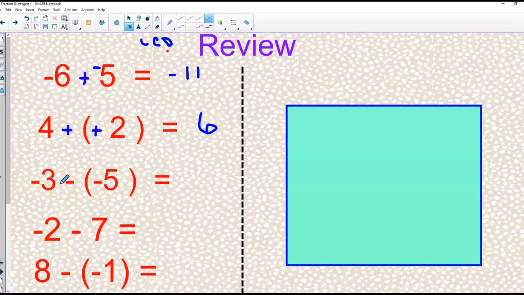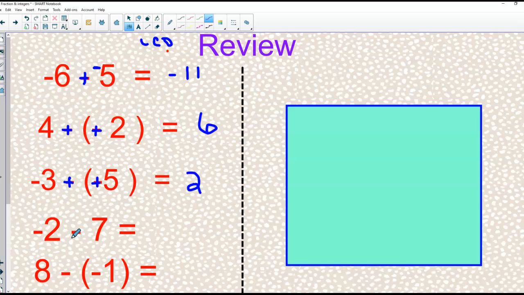-3 minus -5. Leave, change this to addition, and -5 needs to become its opposite, which is +5. Again, now you have an addition problem. -3 plus a +5. 2 different signs, subtract, take the sign of the larger number. You get a +2.